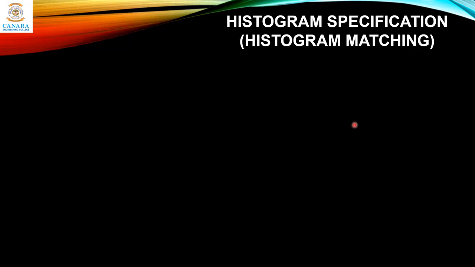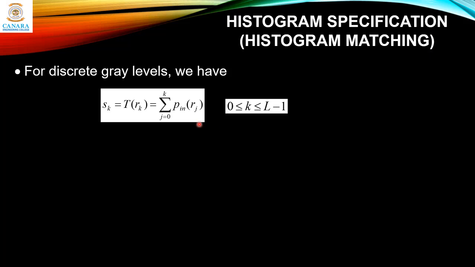So the derivation was about continuous gray values. We assumed continuous levels, but for discrete gray levels, we can use this transformation. Basically, we can use the summation instead of the integral. So s_k is equal to T of r_k, which is equal to the summation of p_in of r_j, where j varies from 0 to k, and k is in the interval 0 to L minus 1.